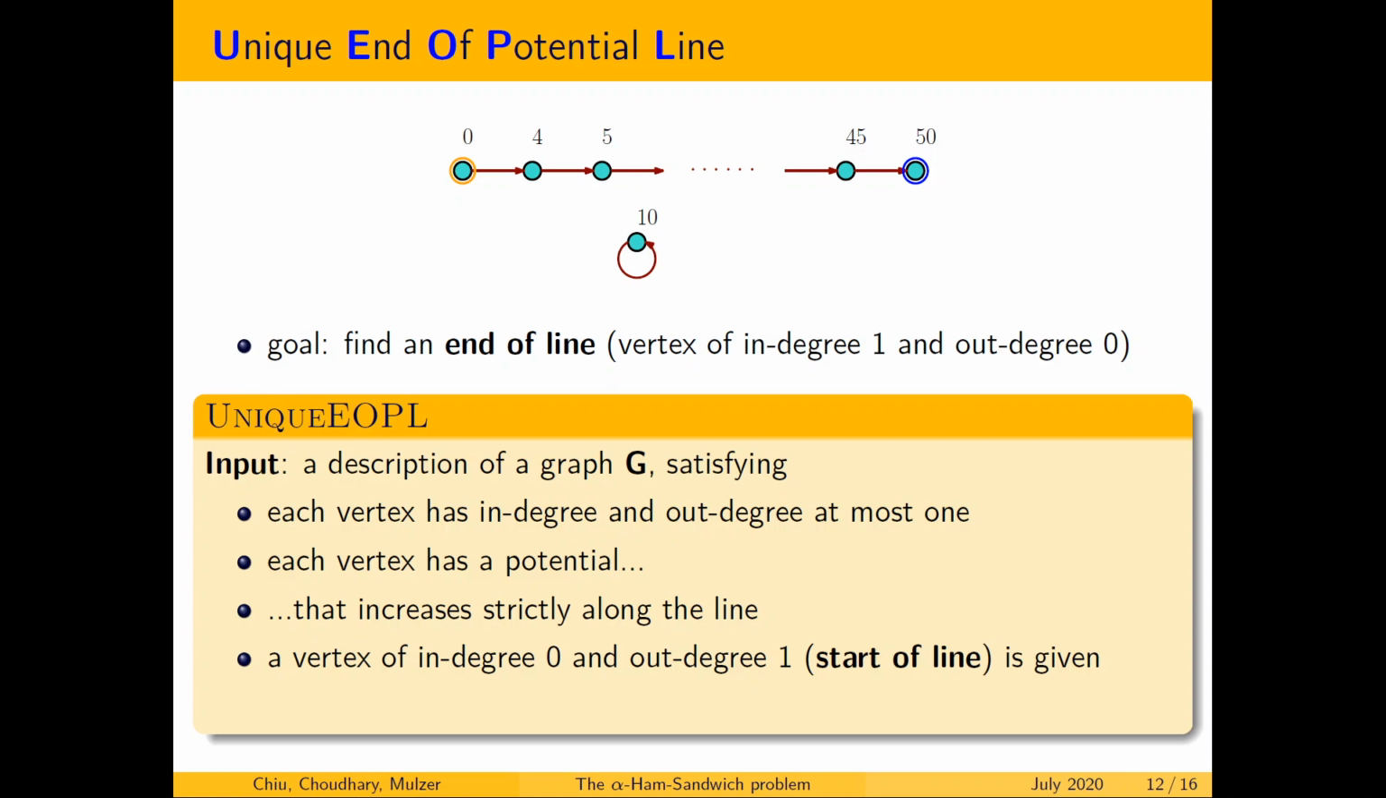And then it is quite natural that there must be a sink, so a vertex where the out-degree is 0, and the goal is to find this vertex. This is called the end of a line. And since there is only one path in the graph, it's a unique end of potential line. This class was introduced at ICALP last year.